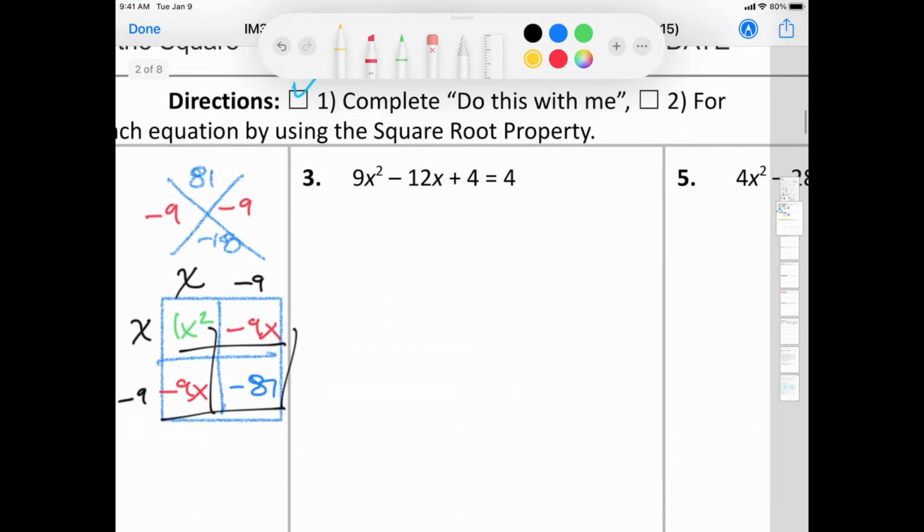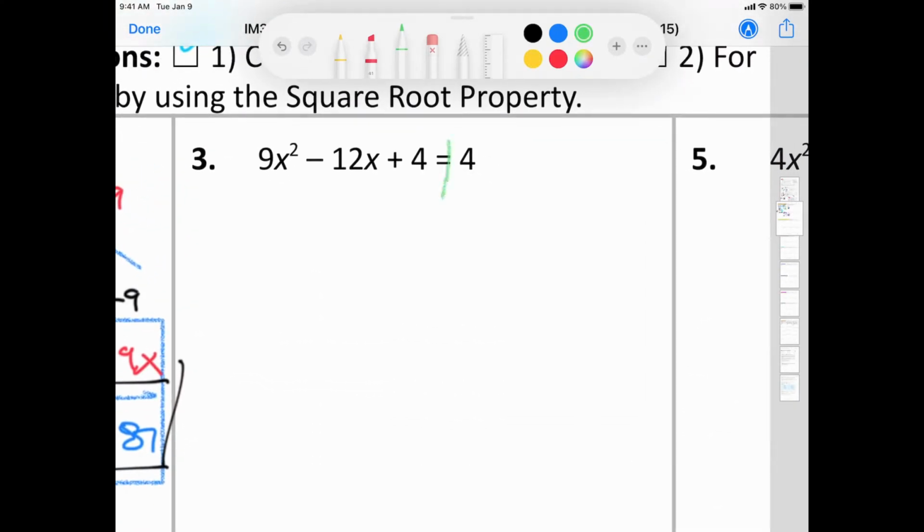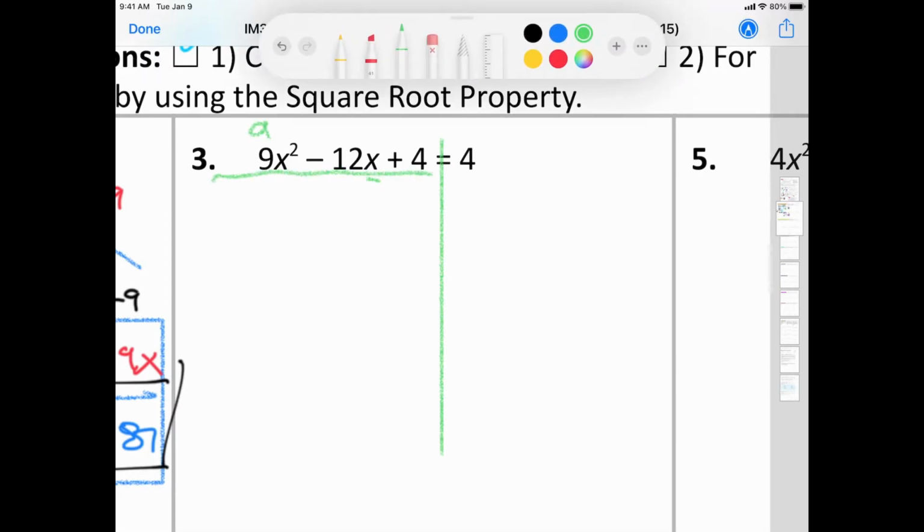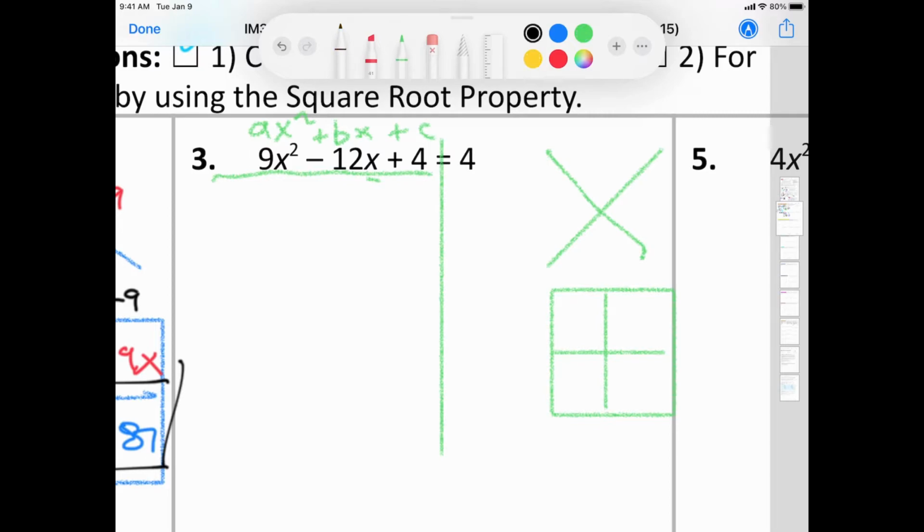All right, question number 3. Let's go ahead and factor the left side here. So this side is going to become: a is 9, b is negative 12, and c is 4. So a times c is going to be 36. My b value is going to be negative 12.